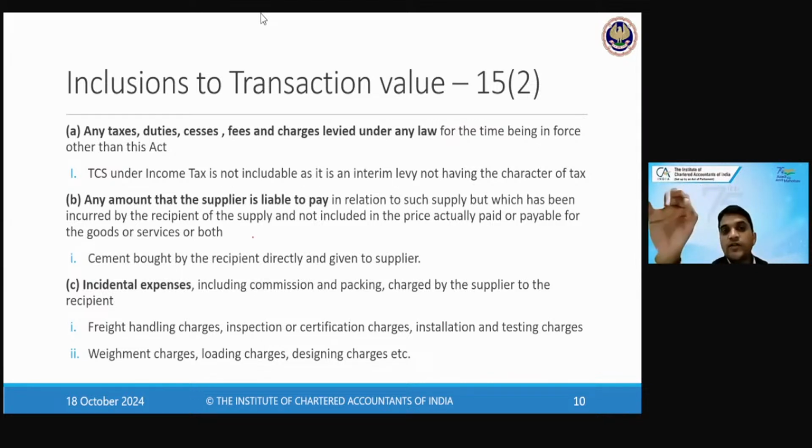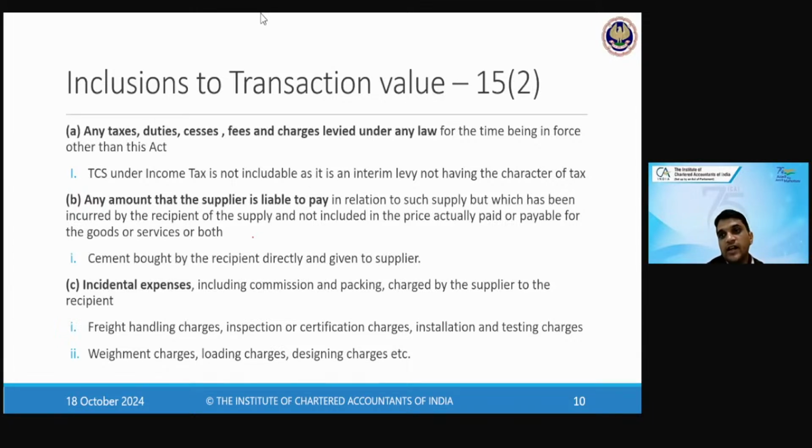Any taxes, duties, cess, and fees and charges levied under any law for the time being in force. What is this? When you make a supply, say you're providing commercial rental services. Now, when you're charging rent, you will collect GST from your customer. Now, you have agreed with your tenant, who is a company, because on commercial properties only you pay GST.